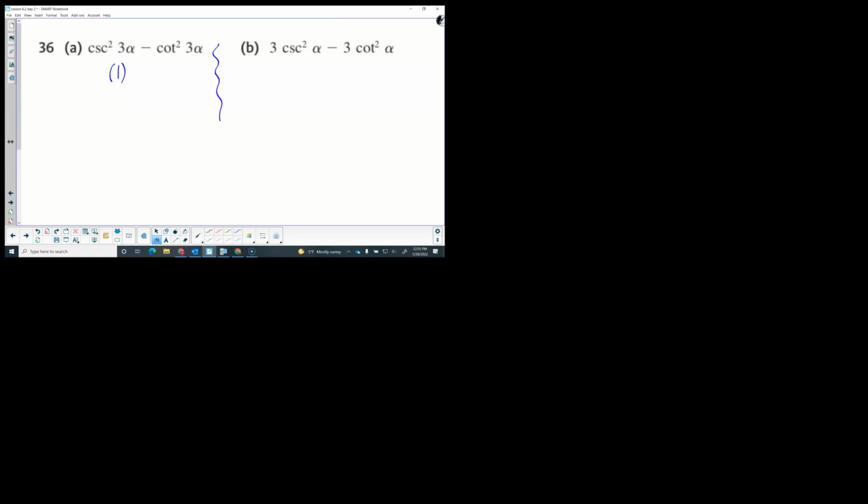All right, part B, the first thing I'm going to do is take a 3 out of those. That would give me 3 times cosecant squared of alpha minus cotangent squared of alpha. And again, since we've got cosecant squared minus cotangent squared, that's just equal to 1. So we get 3 times 1, which is 3.